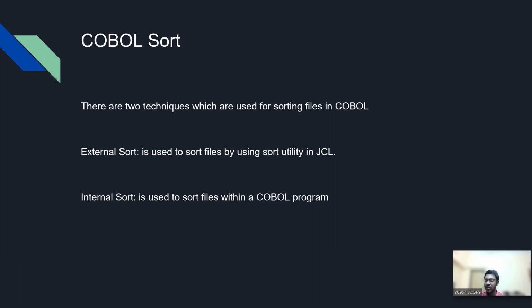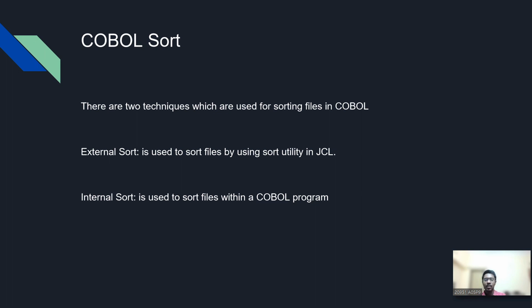Then comes the internal sort, for sorting the files or the data which is present in the RAM, which is nothing but your random access memory. For internal sort, we can use the COBOL program or COBOL language itself, but to perform external sort, we need to use a JCL.